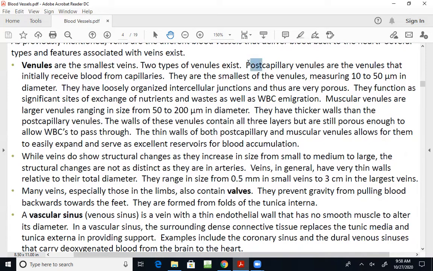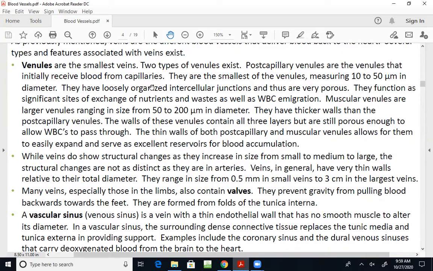Postcapillary, if you remember, post means after. These are the venules that come directly after and receive blood from our capillaries. So they're the smallest of our venules, measuring 10 to 50 microns in diameter. Remember, microns, we're still dealing with things that are microscopic in size, very, very tiny.